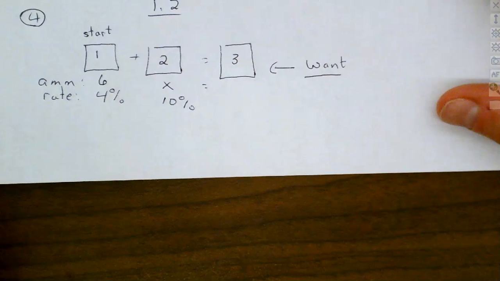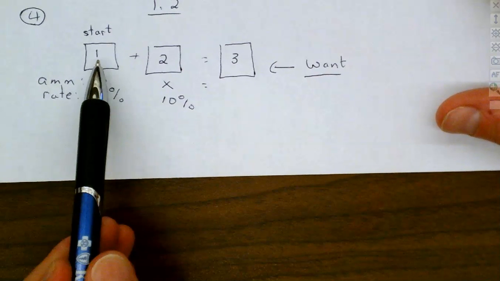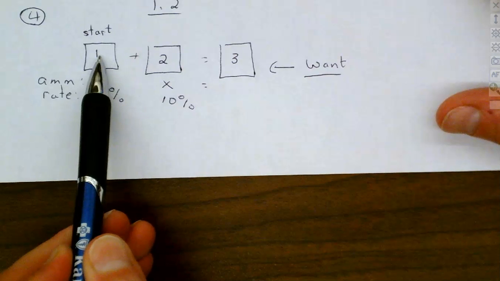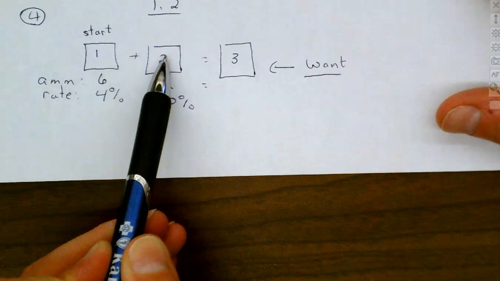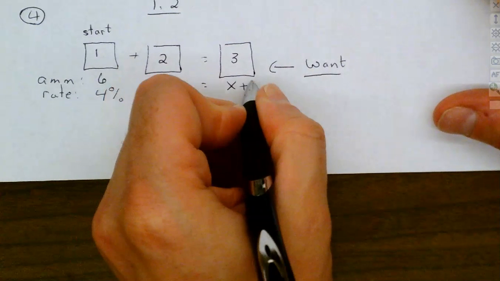So is everyone okay with that? The way we've got them set up, we've got amount, we've got percentage rate. Now, amounts always add. The way I remember is 1 plus 2 is 3. So these go together, and that gives you then X plus 6 there.